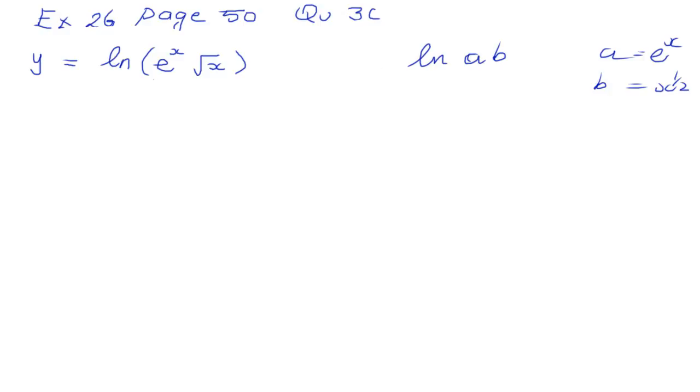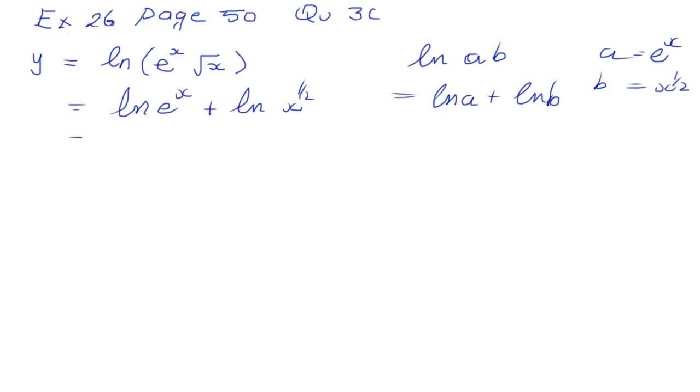So, I know that there's a log rule that log of a times b is the same as natural log of a plus natural log of b. And that's going to simplify differentiating this problem. So let's write that. It's going to be the natural log of e to the x plus natural log of x to the power half.